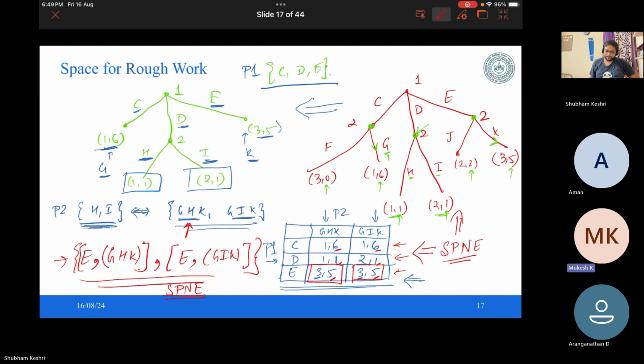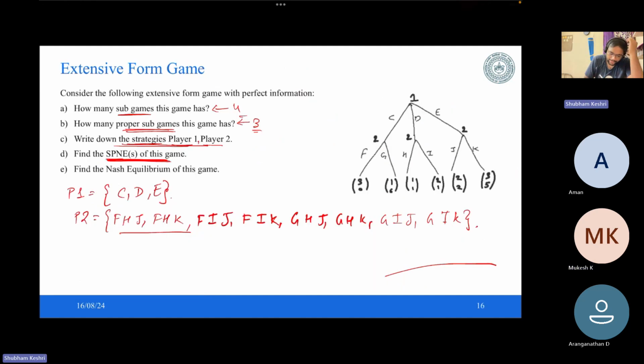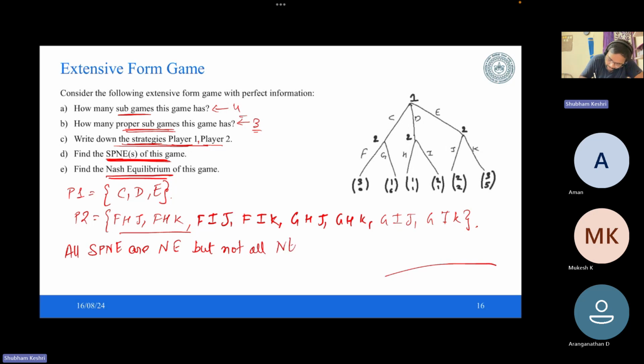So we are calling it SPNE because we reduced the overall game to the lower subgames, and hence we arrived at it using the idea of backward induction. We still don't know whether this is the overall Nash equilibrium. There is some other check which we have to do. So I have a question next. Find the Nash equilibrium for this game, and we'll see that all subgame perfect Nash equilibrium are Nash equilibrium, but not all Nash equilibriums are subgame perfect Nash equilibrium. So I'll write it. Okay. All subgame perfect Nash equilibrium are Nash equilibrium, but not all Nash equilibrium are subgame perfect Nash equilibrium.